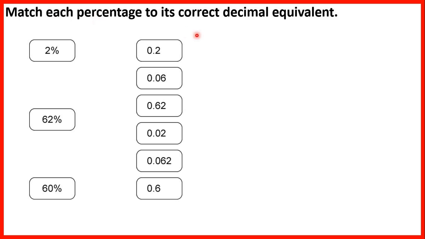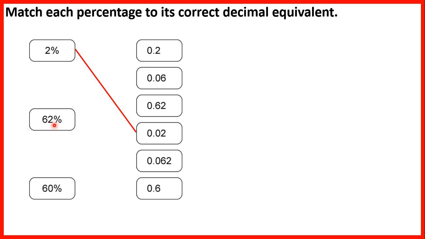Match each percentage to its correct decimal equivalent. So we need to remember that percentages are fractions with a denominator of 100, so hundredths, and with decimals, we need to remember that the hundredths digit is the second digit after the decimal point, because the first digit is the tenths digit. So 2% is the same as 0.02, because that way we have 2 in our hundredths, and 2% is 2 hundredths.